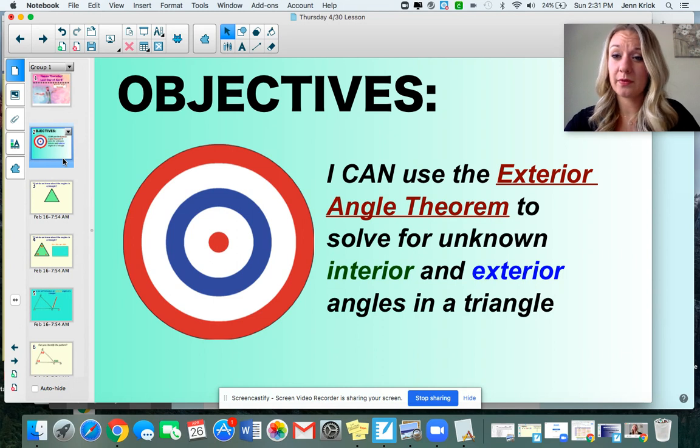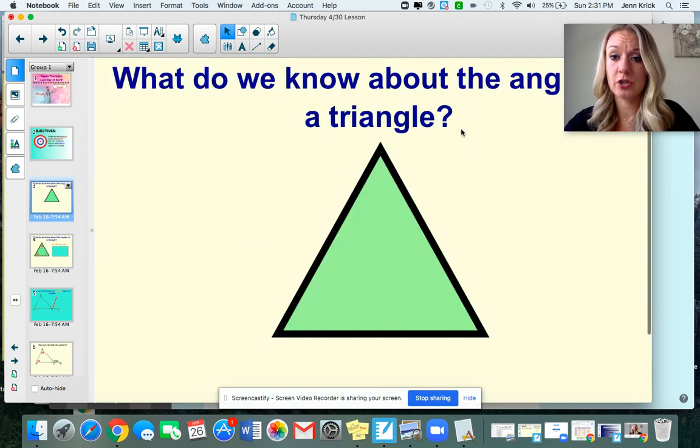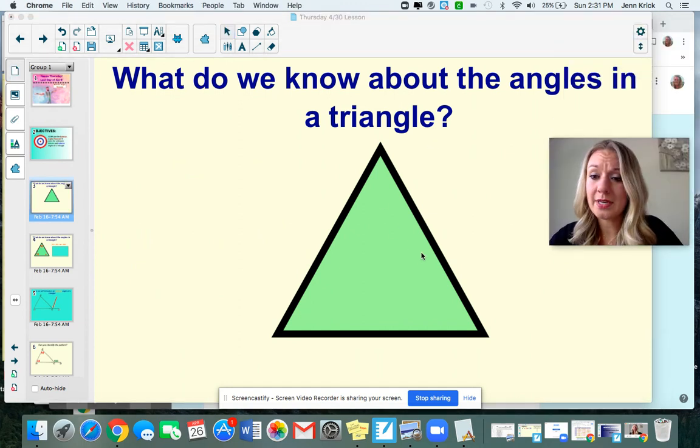So let's quickly recap some things from yesterday just to make sure that we're on the same page. What do we know about the angles inside of a triangle? Inside meaning interior. Hopefully you're saying in your head, well, I know that the three angles add up to 180 degrees, because they do. So all three interior angles add up to 180.